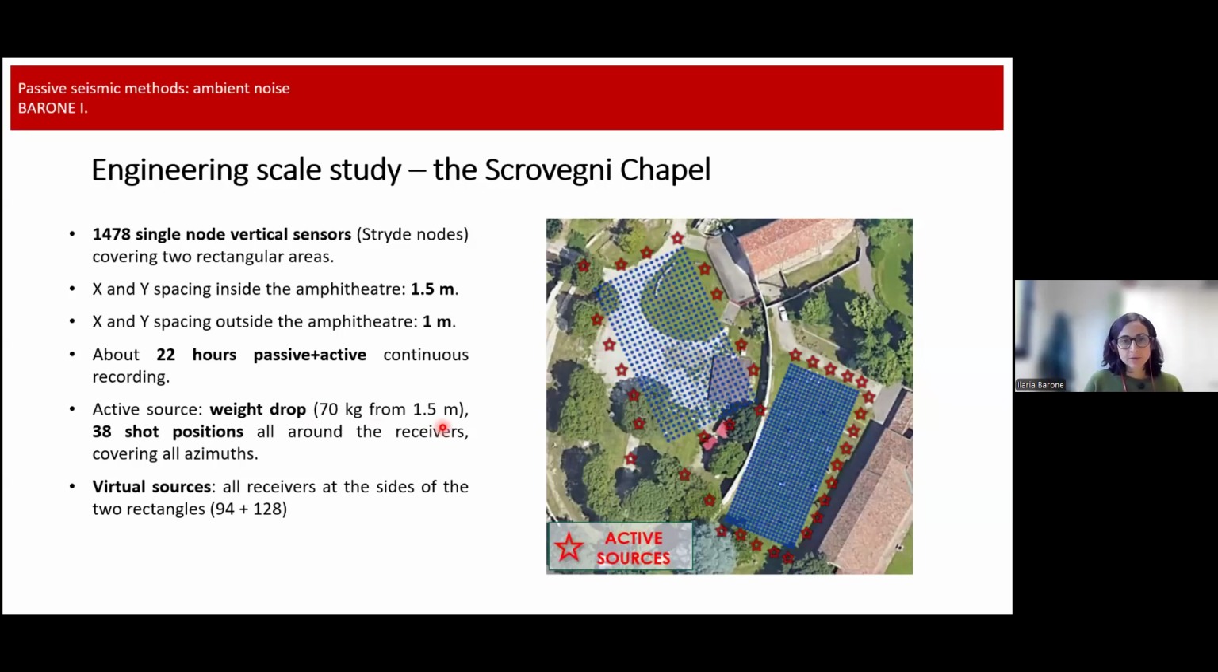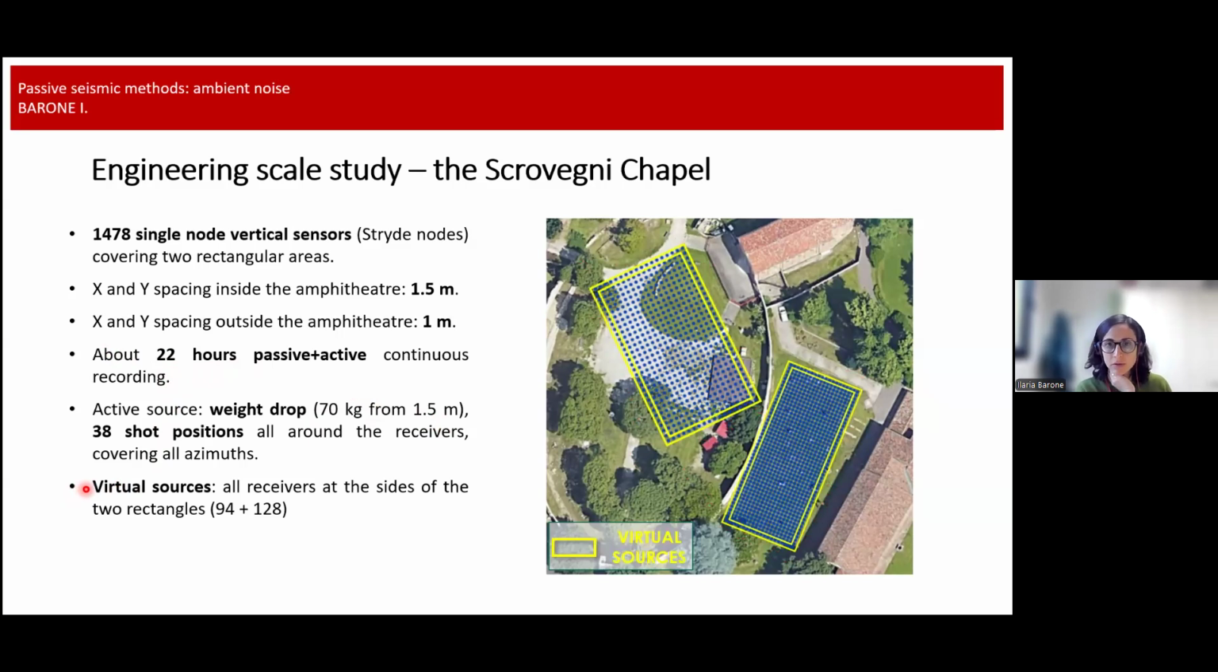And as for the passive acquisitions, we recorded about 22 hours of data. So it's completely different from the other case study where we were recording for 2 years. And we decided to cross-correlate all the noise recorded in all the receivers with the sources that are on the edges of these rectangular areas. So these are all the sources that will become virtual sources. There are 94 for the internal rectangle and 128 for the external.